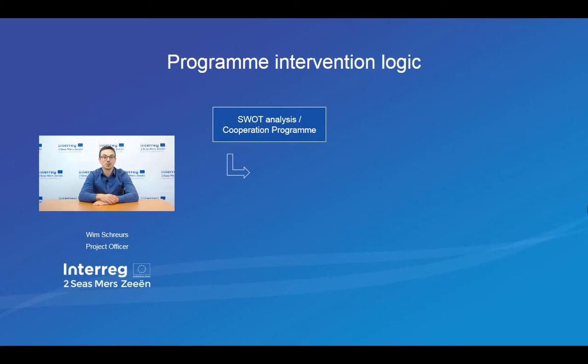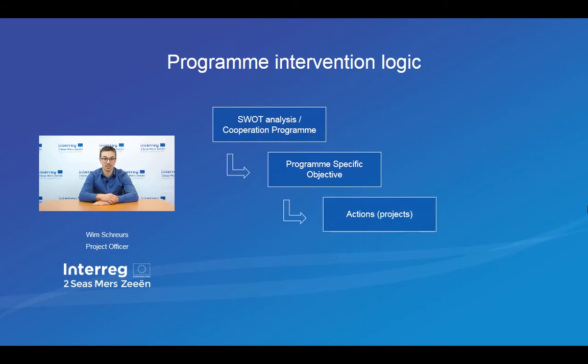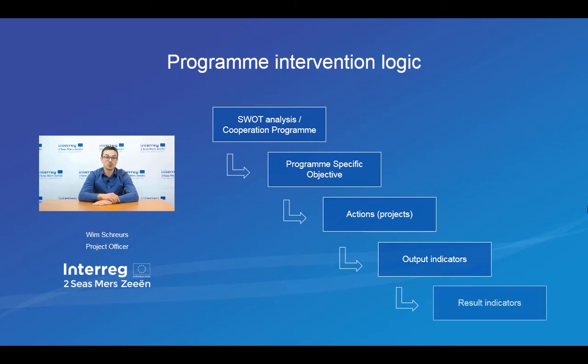Our needs analysis, or taking stock of the current situation, is what you can find in the cooperation program. This program contains the SWOT analysis of the entire 2Cs area and the different needs that originate there. This has led us to identify certain program-specific objectives, which you can read in the cooperation program. And to achieve these objectives, we will fund certain actions, which are ultimately your projects. These projects then, in turn, will generate outputs that will contribute to our program output indicators, which in turn will contribute to our result indicators.